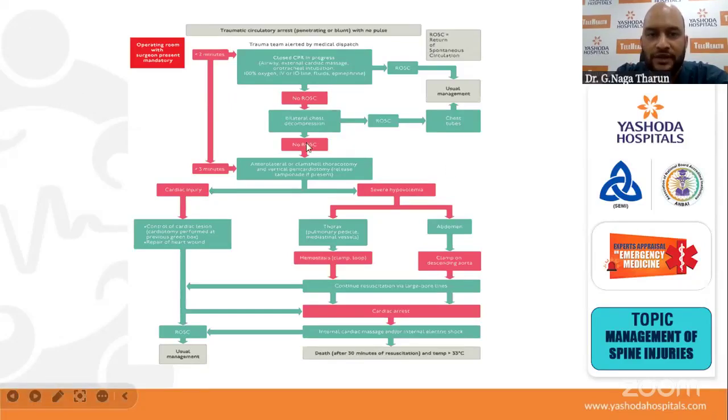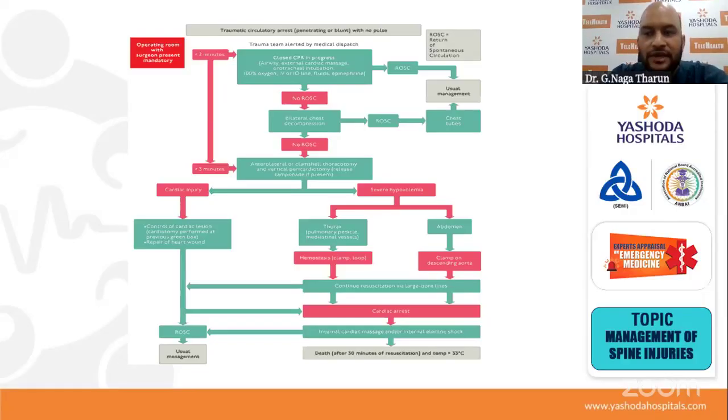If there is no pulse, then anterolateral or clamshell thoracotomy is done, and vertical pericardiotomy is done. If cardiac tamponade is there, we have to relieve the pressure by pericardiocentesis. If you are suspecting cardiac injury, the cardiac hemorrhage will be controlled and the heart wound repaired. Then if there is no ROSC, continue with CPR. If ROSC is achieved, then proceed with the ABCD.